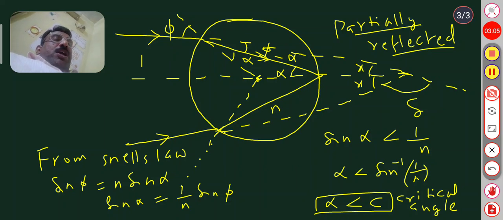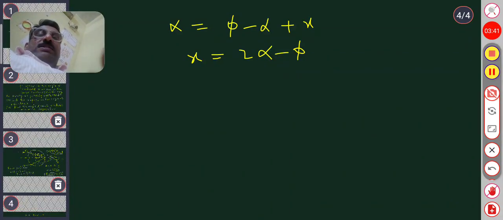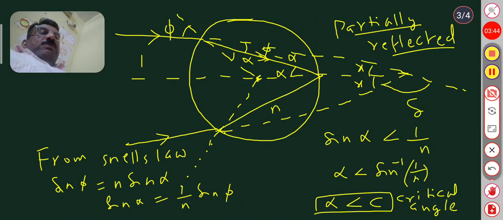All right, now we have to find an expression for delta, the deflection. If you see this triangle here, the exterior angle is alpha and the two interior angles are phi minus alpha and x. From the exterior angle theorem, alpha is equal to phi minus alpha plus x. That means x is equal to 2 alpha minus phi. This is x, and you can see here that delta, the angle of deflection, is pi minus 2x.